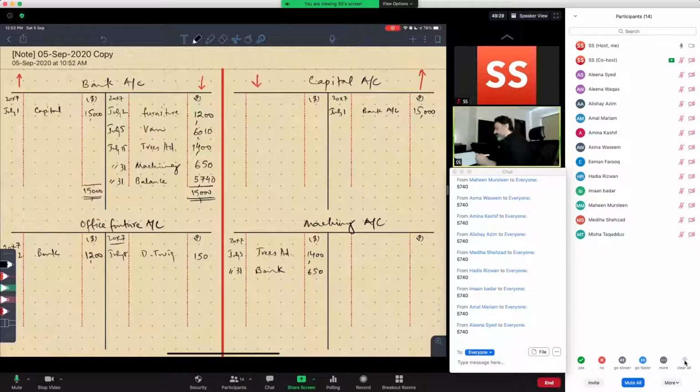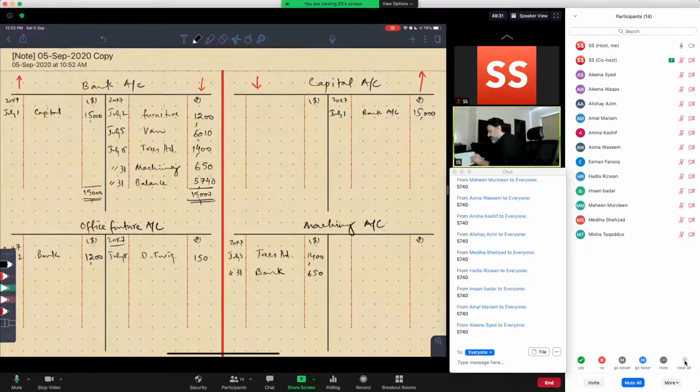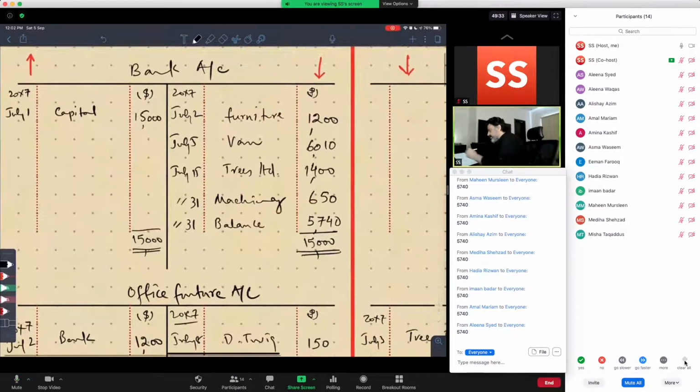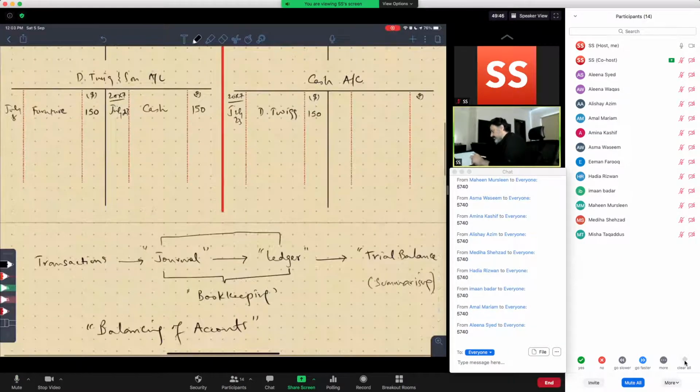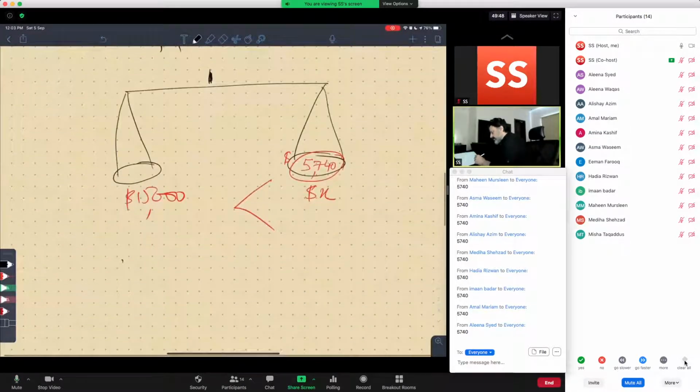Great. Now we are going to add another notation to it. Let me just make it bigger. And the notation that we are going to add to it is C/D. C/D is short for carried down. So the C/D notation that we are going to use next to the balance is for carried down.